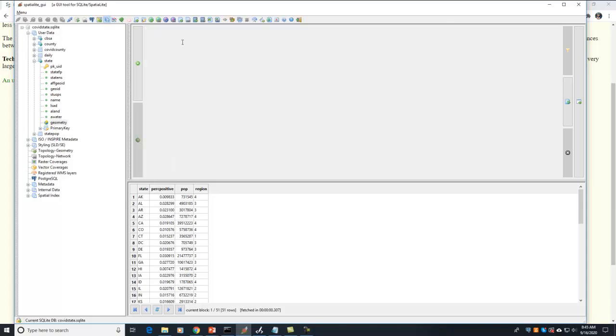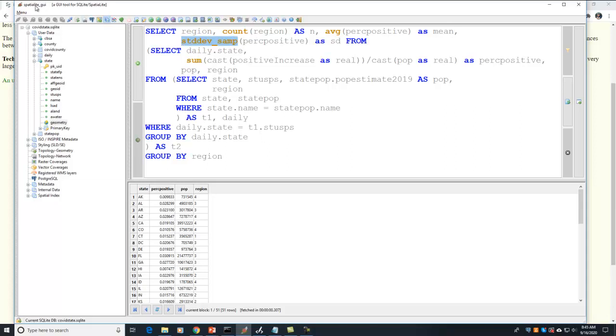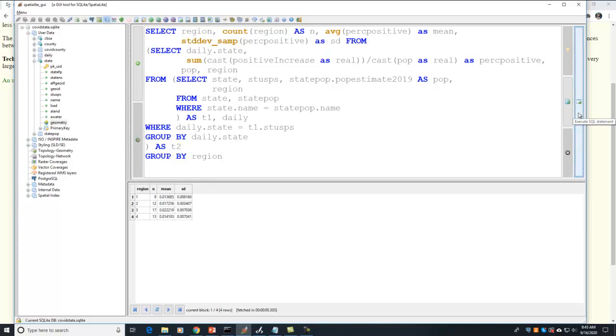Now remember, this is something that SQLite offers, standard dev _ samp. SQLite does not have a function for standard deviation. So we're going to get all of those, and of course we're going to group it by region. So I'm going to have the average for region 4, 3, 2, and 1, and the standard deviation for region 4, 3, 2, and 1, and the count for each of them. So let's run that. And these are our values.